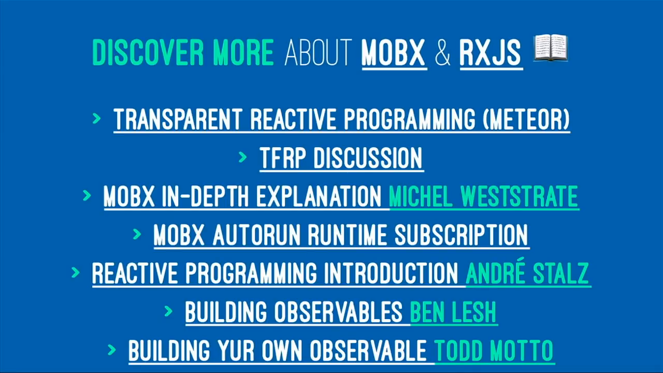Last slide. This is mostly going to be in the slide, but if you found something interesting in this talk, I would suggest you read more about RxJS and about transparent reactive programming. These are all links, so I will provide the slides and you can click on them. Transparent functional reactive programming, the discussion, is really interesting. MobX autorun, have a look. There is really a bunch of cool stuff there.